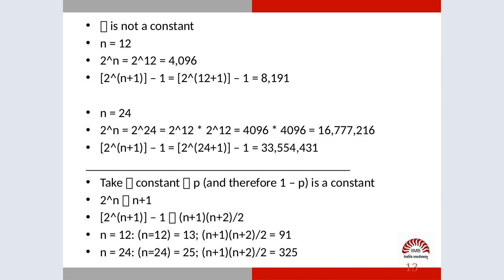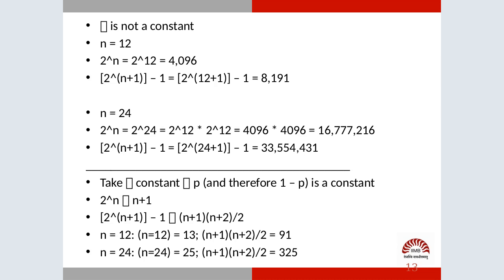On the other hand, if I take sigma to be constant, this implies P and therefore 1 minus P will also be a constant. So now, interestingly, the 2 raised to the power of n number goes down to n plus 1, and the 2 raised to the power of n plus 1 minus 1 number becomes nothing but n plus 1 into n plus 2 by 2. So now let's compare them. When n is equal to 12, n plus 1 is 13, and n plus 1 into n plus 2 by 2 is 13 into 14 by 2, which is 91.